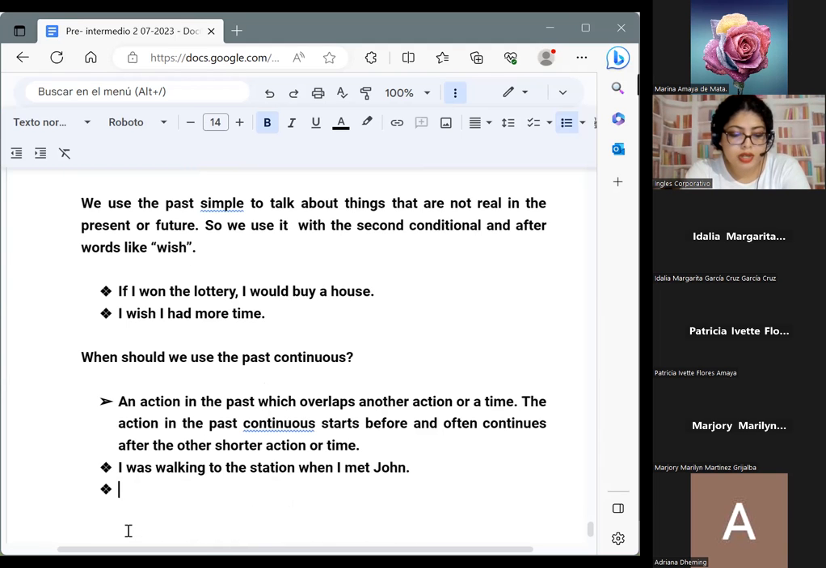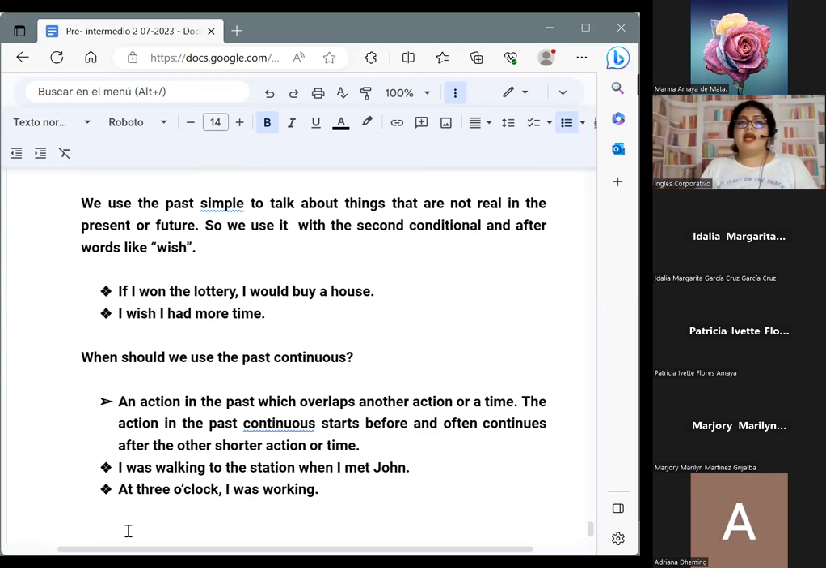The next one, at 3 o'clock, I was working. Pues básicamente, a las 3 de la tarde, yo estaba trabajando. That's it. So in this case, means that we begin working before that hour and then we continue working. Empezamos a trabajar antes de las 3 y obviamente continuamos trabajando después de esa hora porque en muchos casos pues salimos a las 5 or something like that.